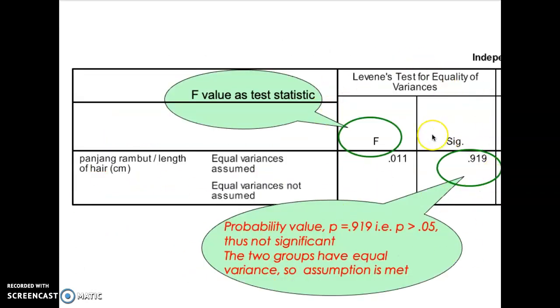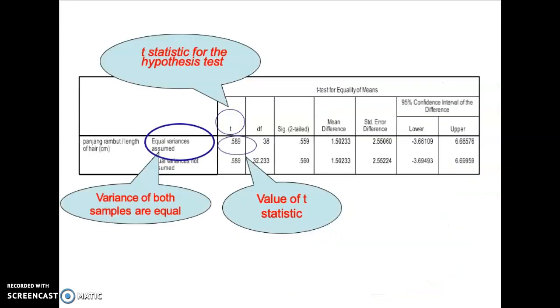So this is the output of the Levene's test for equality of variances. You should look at the p-value, and the p-value here in this example is 0.919. 0.919 shows that the p-value is greater than 0.05, thus not significant. The two groups have equal variance, so the assumption is met. So what is F? F is a value of the test statistic. But in Levene's test, we're more concerned with looking at the p-value, where it should be more than 0.05.